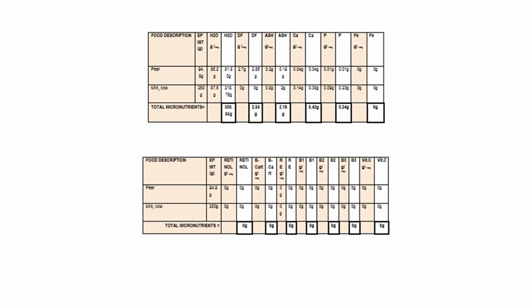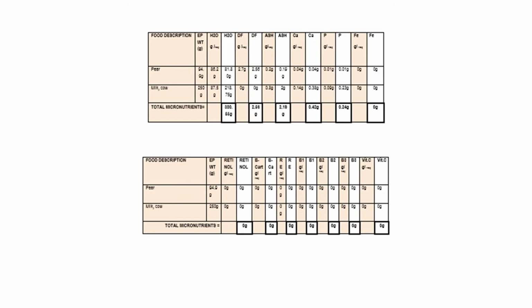The grams of ash in pear is 0.2 grams. For cow's milk is 0.8 grams. The edible portion of the ash is 0.19 grams, and for cow's milk is 2 grams, totaling the number of micronutrients of ash to 2.19 grams.